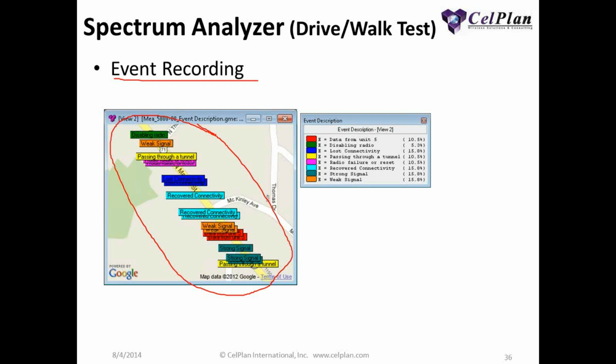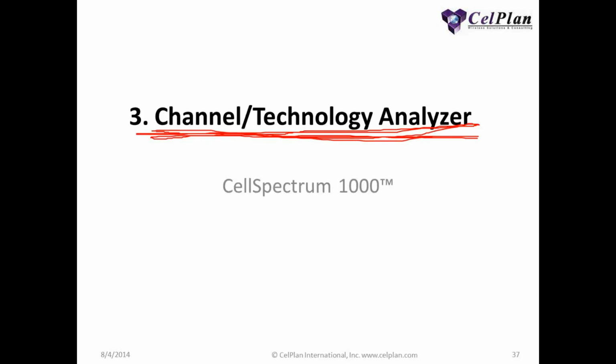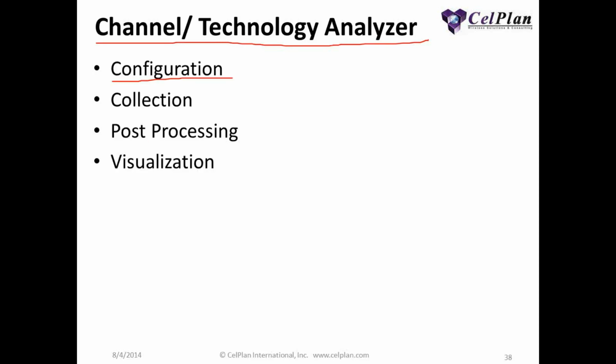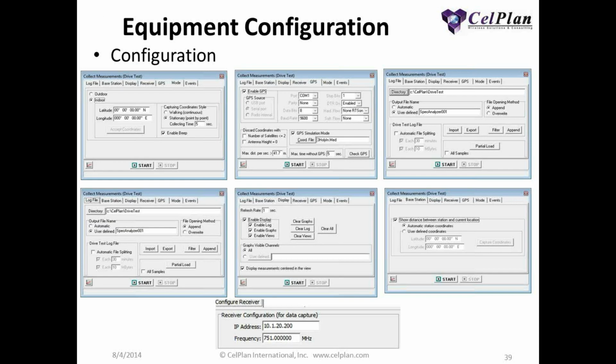Well, the spectrum also is very unique. There is nothing really that allows you to capture the spectrum and analyze it at the same time. Well, the channel and technology analyzer has four stages: the configuration stage, the collection stage, the post-processing stage, and the visualization stage. So we will talk about each one of them.